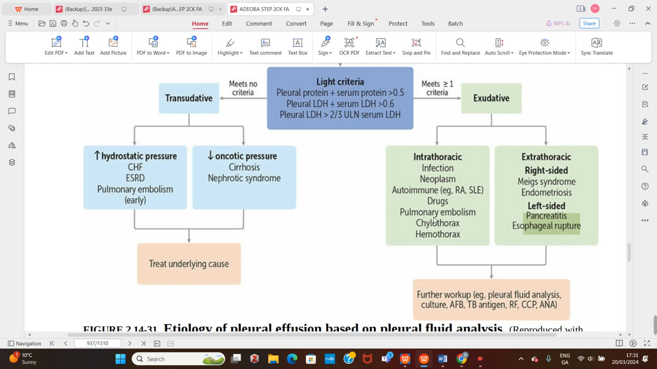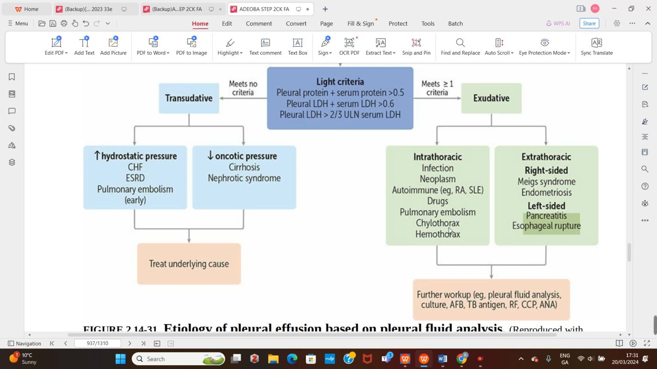Autoimmune disease, inflammation. RA, typically SLE, but most of the time RA, rheumatoid arthritis, very, very important. Drugs, most of those chemotherapeutic drugs, busulfan, cyclophosphamide, and drugs like amiodarone, they can also destroy the integrity of the vessels and lead to bleeding, or movement of fluid and proteins.